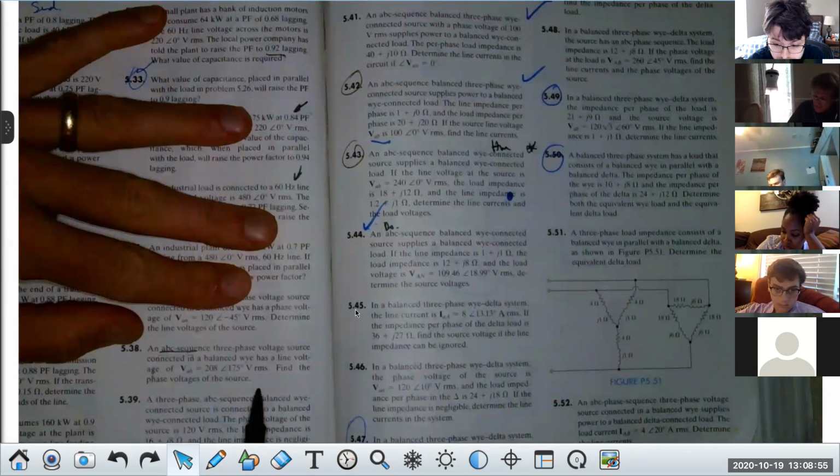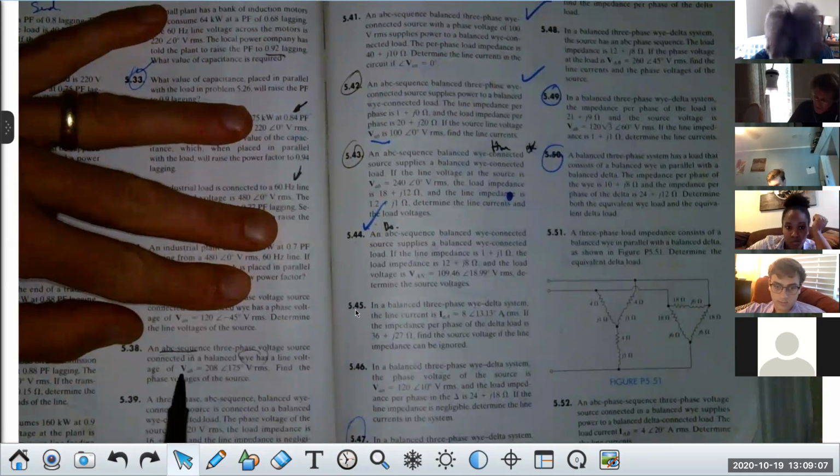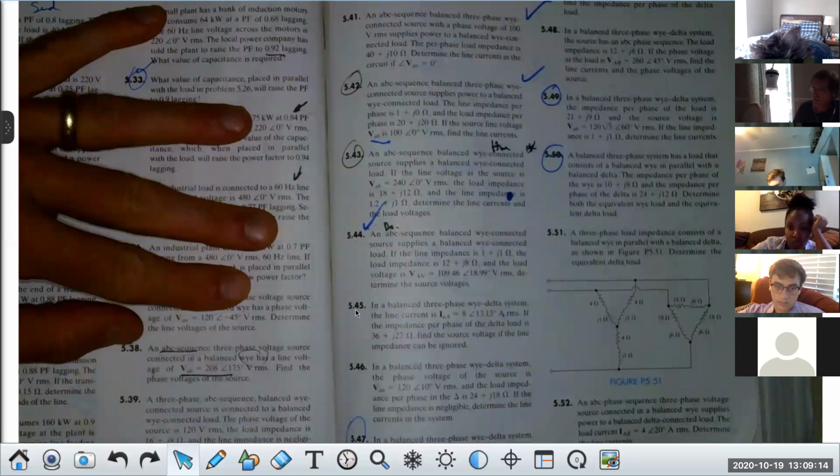For all intents and purposes, it's standard electrical power delivery. The voltage source is connected in a balanced Y. Y means it has a common ground, and it has a line voltage of VAB 208 at 175. Now they want the reverse. They want the phase voltages. Do y'all follow me? They want what we had before.